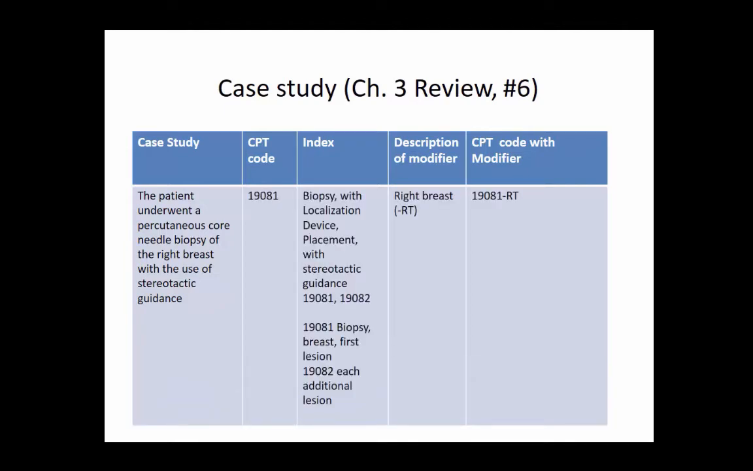So in this case, I started in the index with the main term biopsy and followed it through. I have my pathway there, and it told me that the choice would be either 19081 or 19082. So when I went to the CPT book, I looked at those two codes, and I see that 19081 is the first lesion, 19082 would be each additional lesion. My case study only tells me one lesion, so I believe our code would be 19081. And if we use the right breast modifier, it would come out 19081-RT.